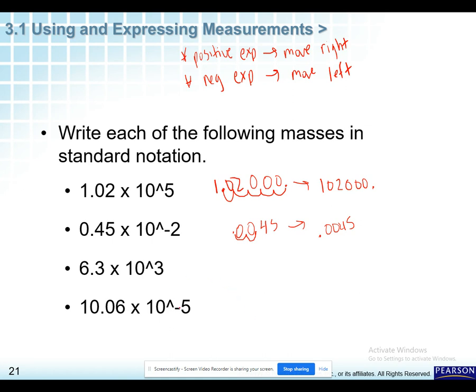So I want you to try these bottom two by yourself and see what you get. I want you to pause the video and try them yourselves.